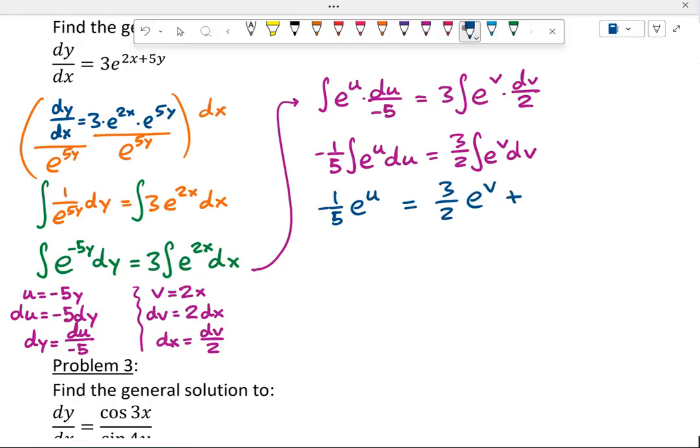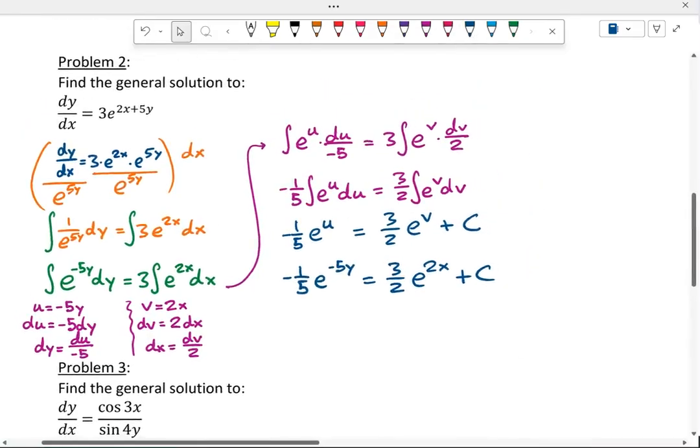All right, let's go ahead and put our u's and v's back in. So that's going to be -1/5 e to the -5y equals 3/2 e to the 2x plus c. All right, we have separated, we have integrated, we used a little bit of u sub on that. Let's go ahead and solve.